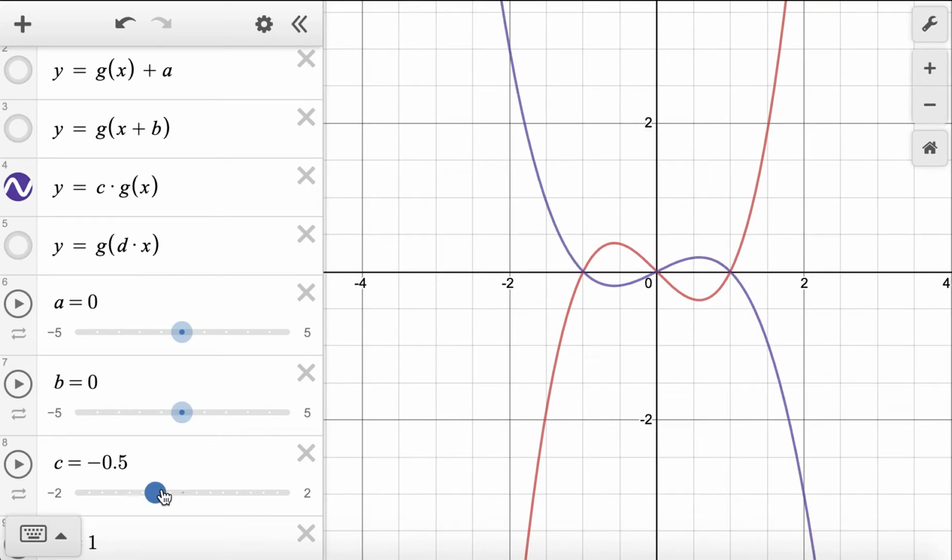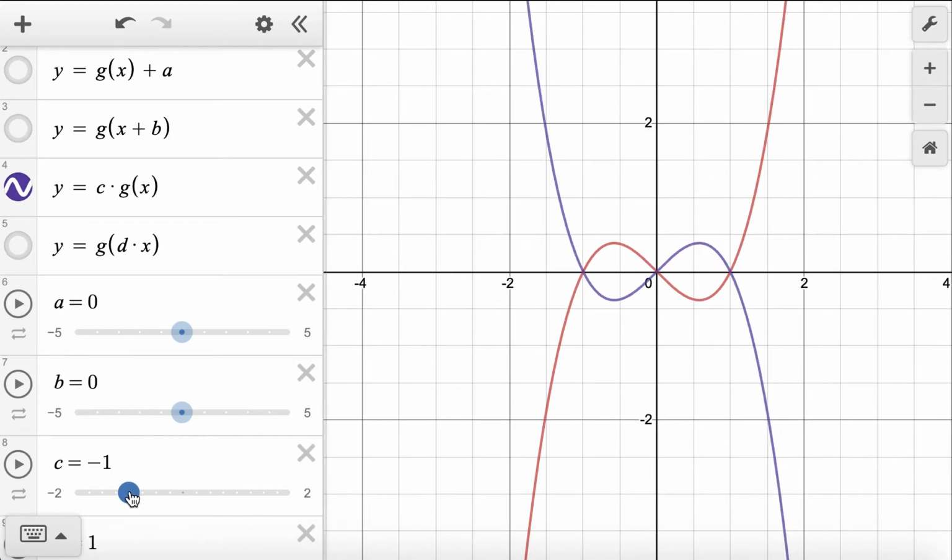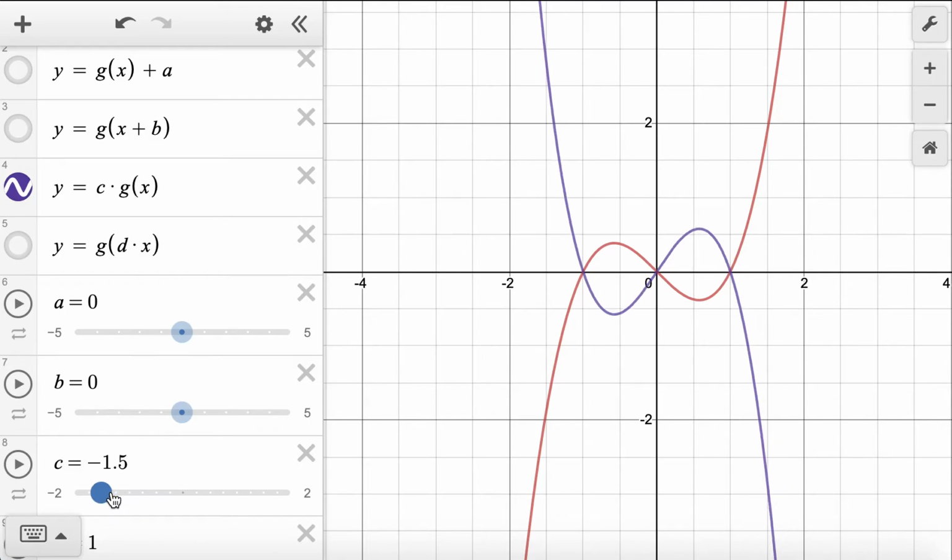I could also multiply by something negative. If I just multiply it by -1, that means that I get the same shape, but it is reflected over the x-axis. Because this function is odd, it actually looks the same whether it's reflected over the x or the y. But it's reflected over the x-axis when I multiply the entire thing by -1.